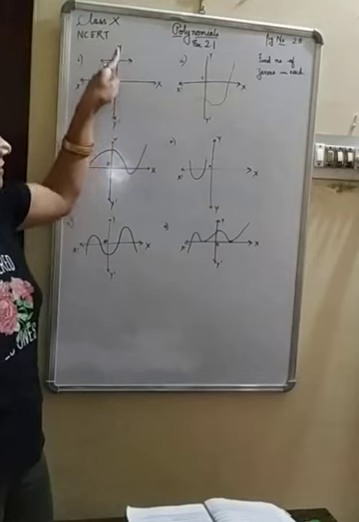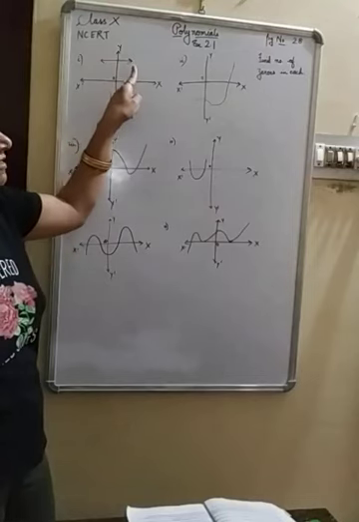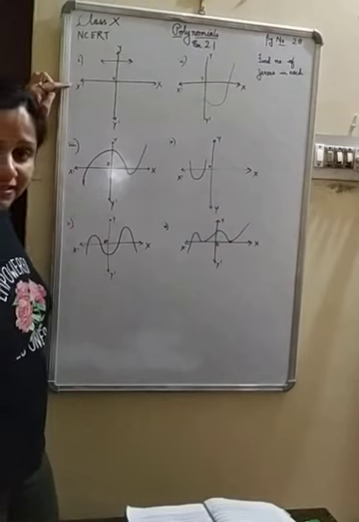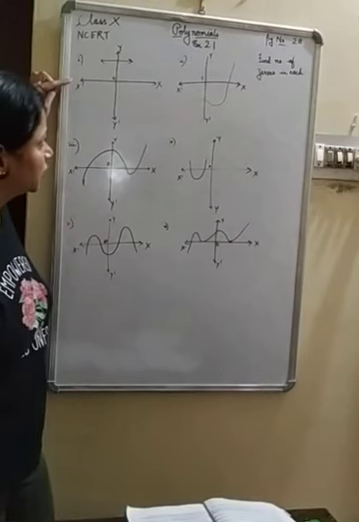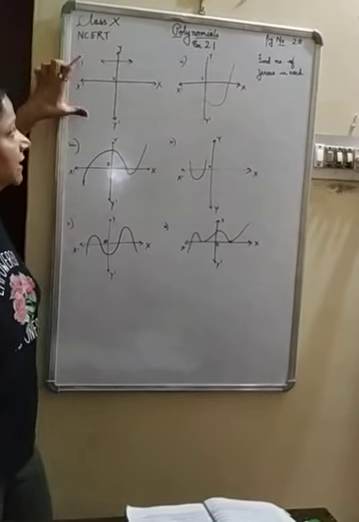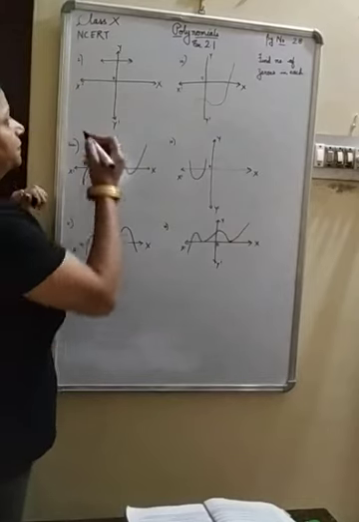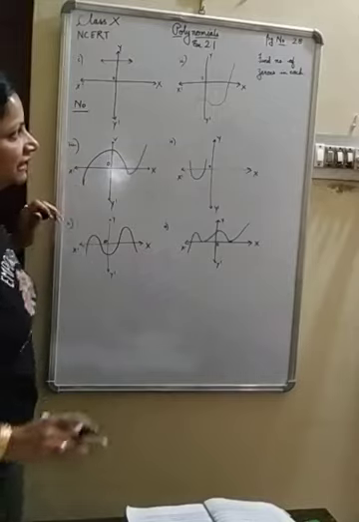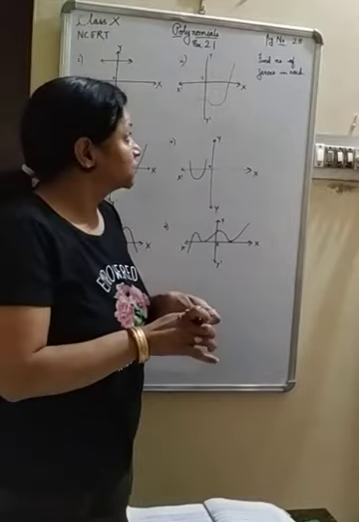This is the x-axis, this is the y-axis, and this is a straight line graph. Now, is this line touching the x-axis anywhere? No, it is not touching it anywhere. That means this graph has no zero. No zero. Then, let us come to the next part.